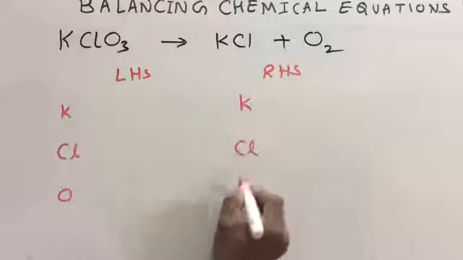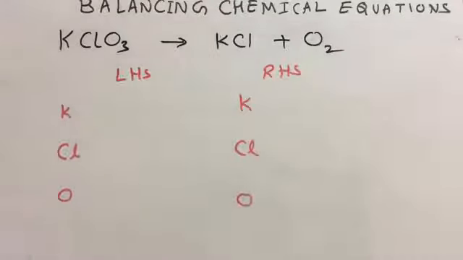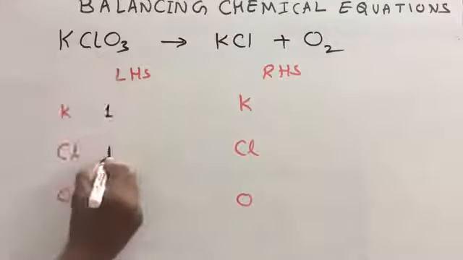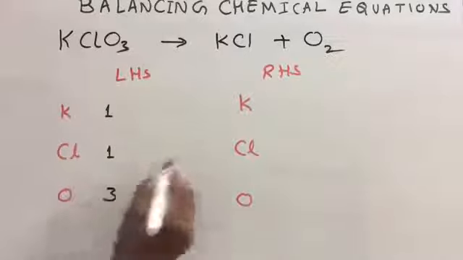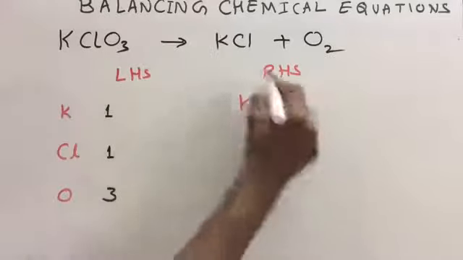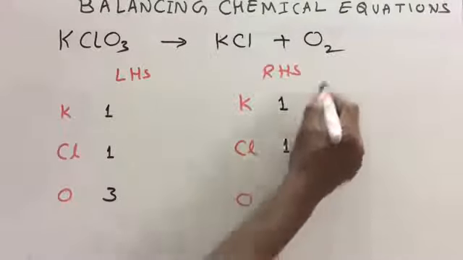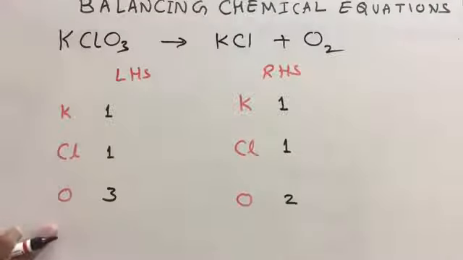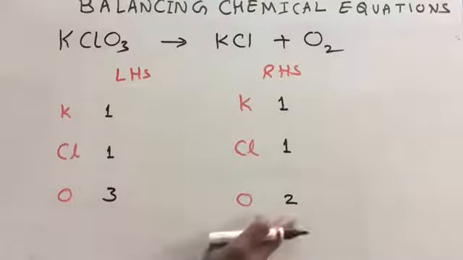Same elements. Number of potassium on LHS 1, and chlorine is also 1, oxygen 3. Here on RHS potassium 1, chlorine 1, oxygen 2. Potassium and chlorine are balanced. Now check with oxygen. Here 3, here 2.